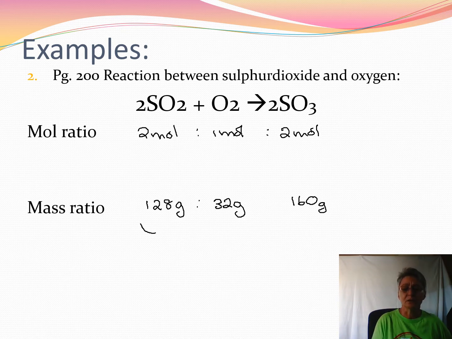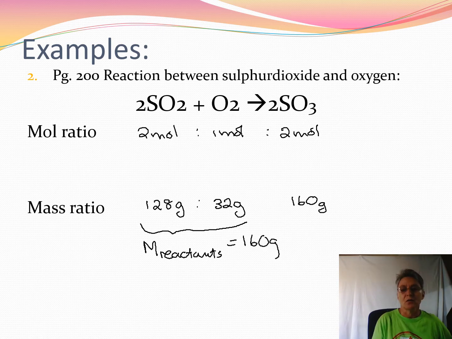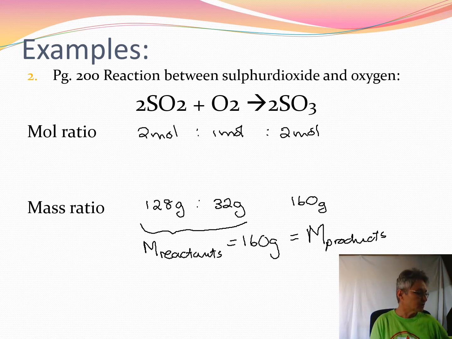Just a note that I didn't make on the previous slide: if you add the mass of the reactants, it must equal the mass of the products. So in your textbook they describe the law of mass conservation. The total mass in a closed system remains constant, or matter is not created or destroyed during a chemical reaction.